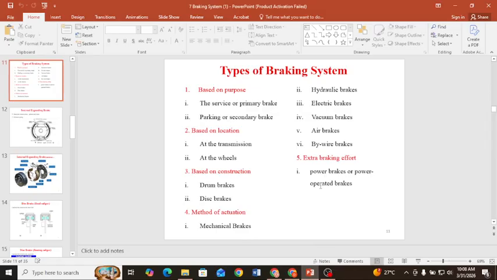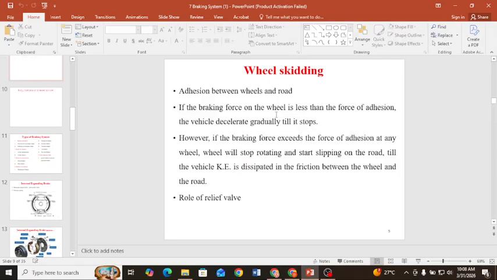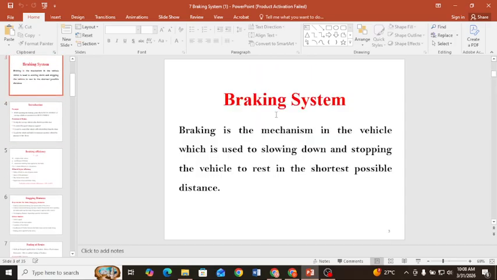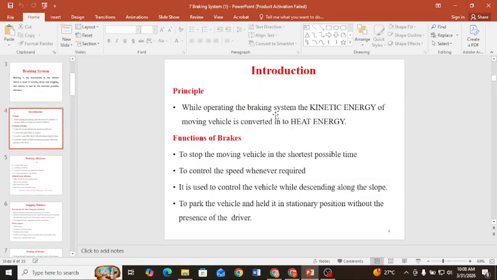Good morning, everyone. In the last lecture we discussed the introduction to braking systems. The principle is that kinetic energy is converted into heat energy. This is helpful for stopping moving vehicles in the shortest possible time, and for controlling the speed whenever we require it, such as when the vehicle is descending along a slope.